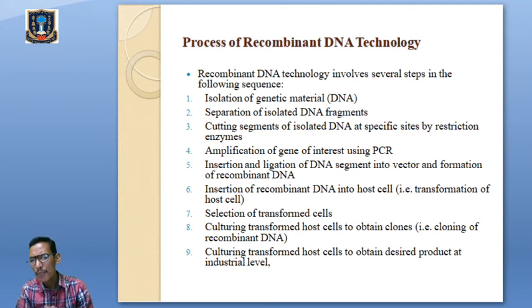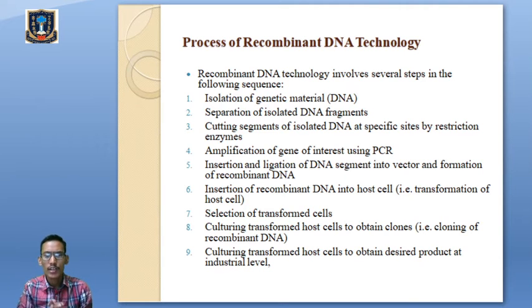Number 4 is the amplification of the gene of interest by using PCR. Amplification means to multiply. A single piece of DNA needs to be amplified to produce multiple copies. So the fourth one is amplification of genes by the process called PCR. PCR means polymerase chain reaction.